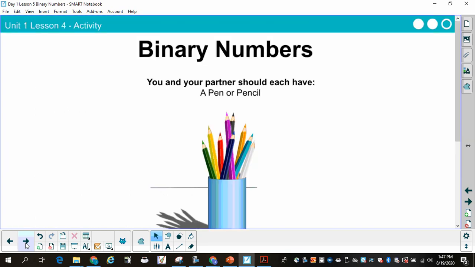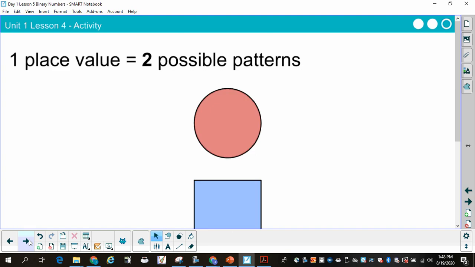Now, activity, binary numbers. You and your partner should each have a pen or pencil, or at least you should have a pencil. Some of these things in the classroom we will do with a partner. You may be doing this individually at home if you're doing it all by yourself. If we're in a classroom situation that's online, then maybe there's going to be a way that I can do something with you or with a partner.